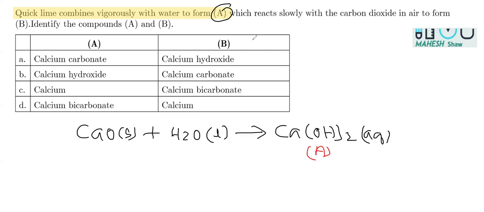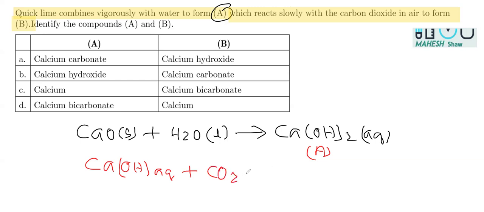Now further, what does it say? Further, it says that A slowly reacts with carbon dioxide in the air to form B. That means here A is this, calcium hydroxide, Ca(OH)2, and that's aqueous. It slowly reacts with carbon dioxide present in the air to form a compound B.